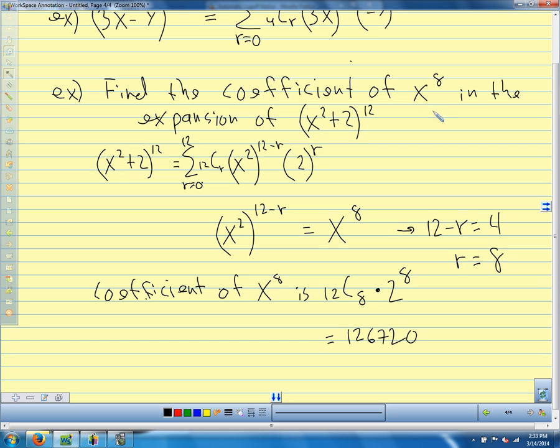So what this problem was really asking us, it was asking us for the coefficient, but what we had to do was find what r was for the binomial expansion for that particular term. So the number that's in front of the x to the 8th is this number. Questions on what we did there?